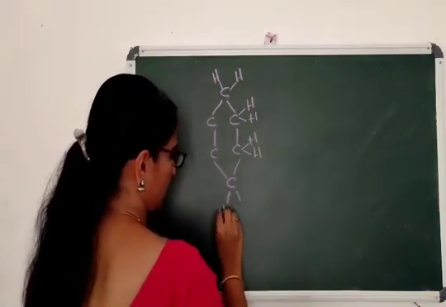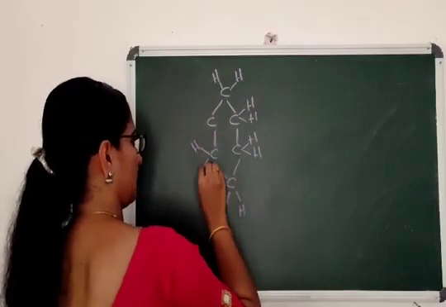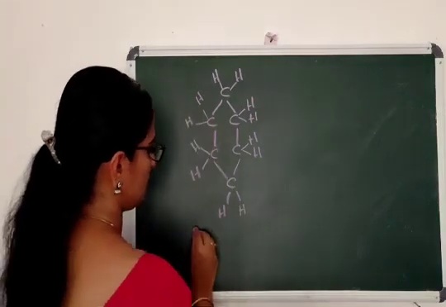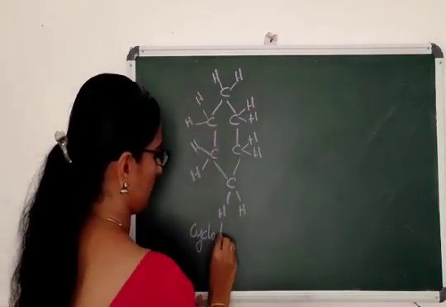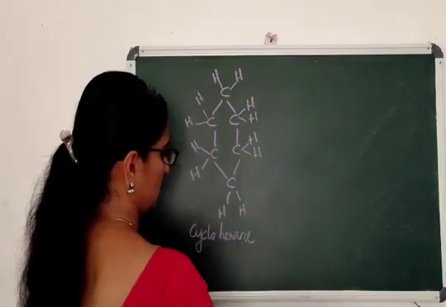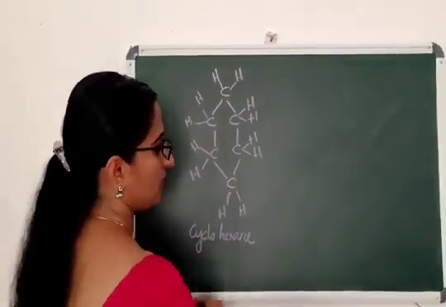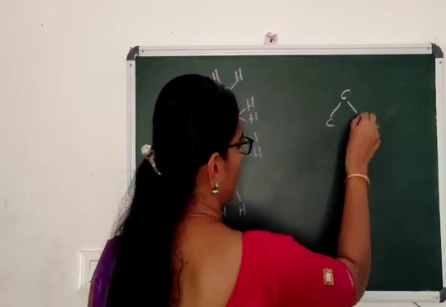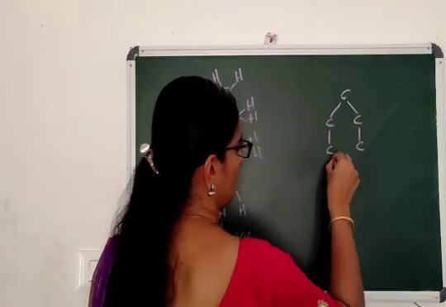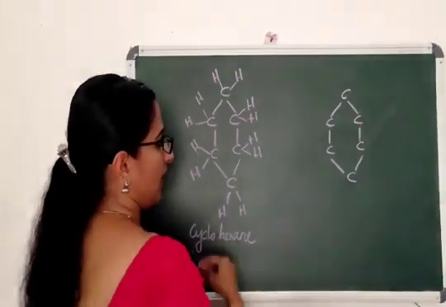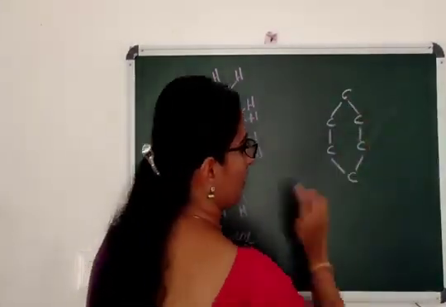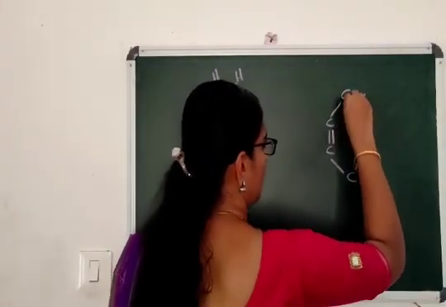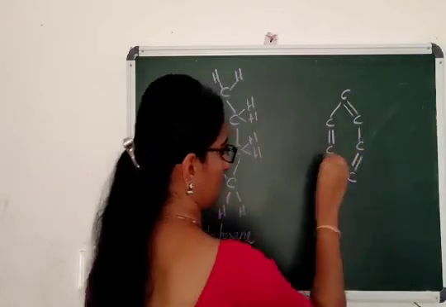How this cyclohexane will convert to benzene. This is cyclohexane. Okay, how can I convert it to an unsaturated compound? For that, draw the 6 carbon ring again, and what you have to do is put alternate double bonds. If I put a double bond here, the next double bond will be here, and the next double bond will be here.